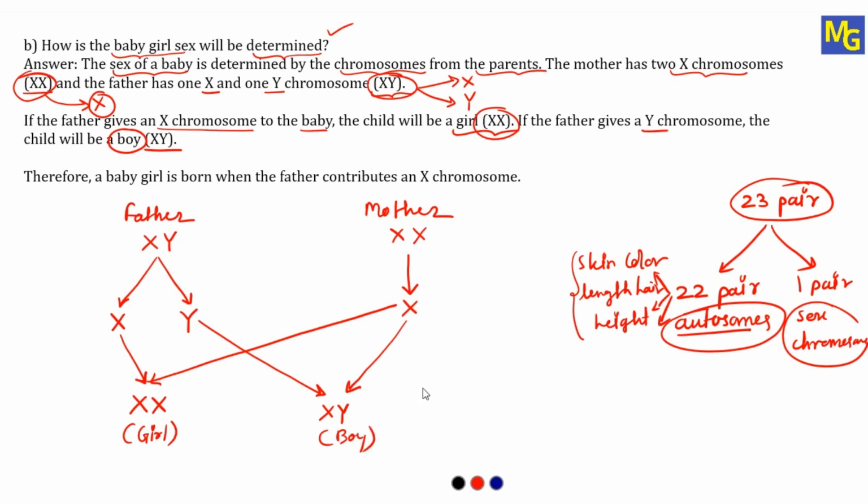So what this shows, therefore, is that a baby girl is born when the father contributes an X chromosome. Remember, whether the child will be a boy or a girl depends on the sperm coming from the father. If the sperm has X, then the child will be a girl. If the sperm has Y, then the child will be a boy. So this is the answer for sub question B.